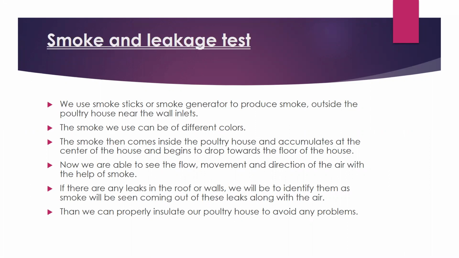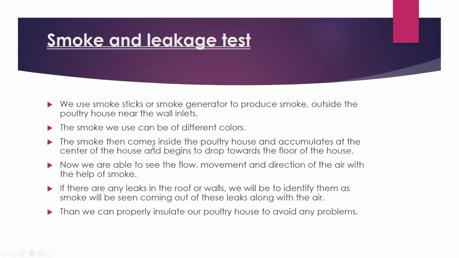So how to perform this test? To perform this test, we use smoke sticks or smoke generators to produce smoke outside the poultry house near the wall inlets, through which the air is sucked in. And then we run the fans. The fans create a negative pressure inside the poultry house, and the smoke will be sucked in through the wall inlets. The smoke we use can be of different colors. It can be green, red, and some other color.